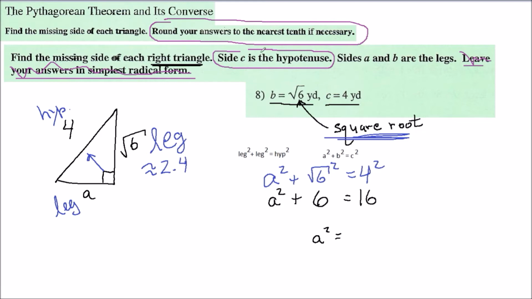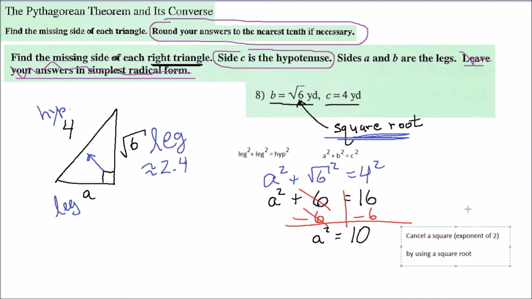Okay, so I've got to get rid of this plus 6. I've got to cancel that. What cancels a plus 6? A minus 6. Plus 6 and minus 6 cancel, but whoops, I've got to balance. I've got to do the same thing on the other side, so I have to subtract 6 on the other side. 16 minus 6 would give me 10. Okay, so we get A squared equals 10. And now, as we've said a few times, but I don't want you to forget, how do I get rid of that square on the A? How do I go from A squared to A? How do I cancel a square, an exponent of 2?